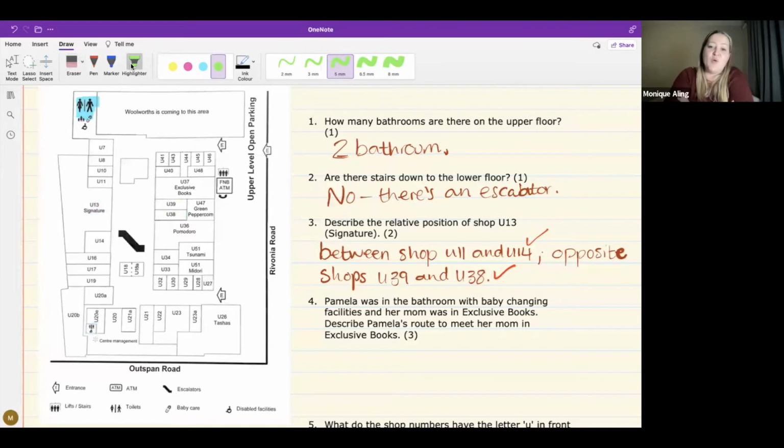I'm going to give you a moment to try answer that. Remember, when we're giving directions, we use left, right, name things that you are passing. What shops do you pass? And when given directions, imagine that you are walking this route. So you're walking out the bathroom. Which way are you going to turn? What shops are you going to pass? Is exclusive books going to be on your right or left when you get to it? Or will it be in front of you?